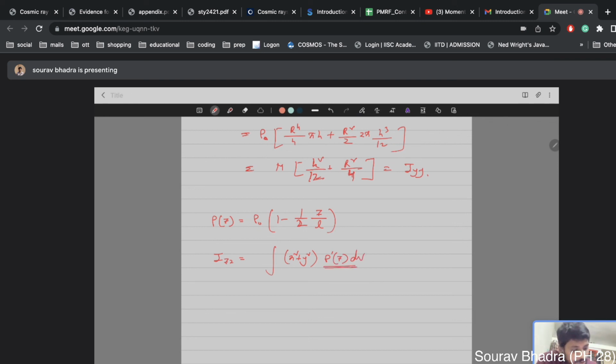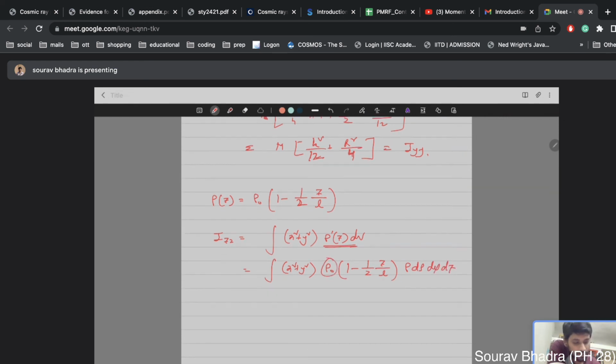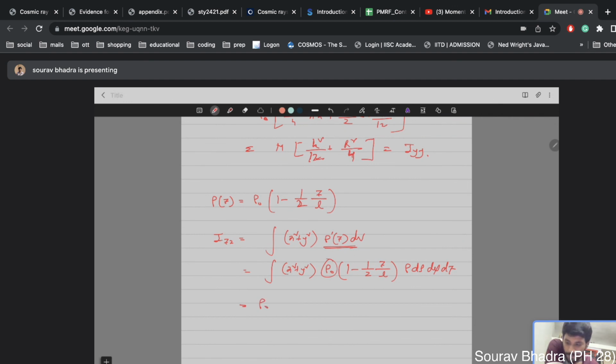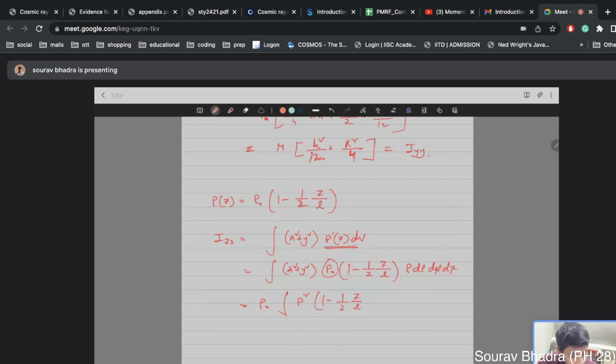But here you cannot take your rho out of the integration, it will be inside the integration. And it is rho 0 times 1 minus half z by L, dV, rho 0, d phi dz. This rho 0 you can take out because it is constant. So rho 0, this x square plus y square, with the proper transformation, that is x equals rho cos phi, y equals rho sin phi, will give you rho square. And 1 minus half z by L is there.